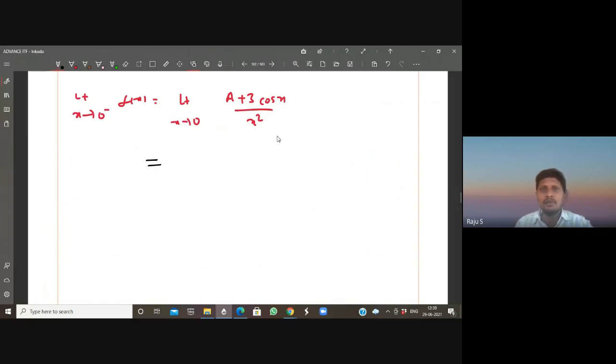To find the b value, we have a plus 3 equal to 0, that is a is equal to minus 3, we got that in the first case. Now I want to apply L'Hospital rule here. Students, the derivative of 3 cos x is, up to sign, sin x, and the derivative of the denominator is 2x. So limit x tends to 0, directly it is undefined, so a plus 3 equals 0.